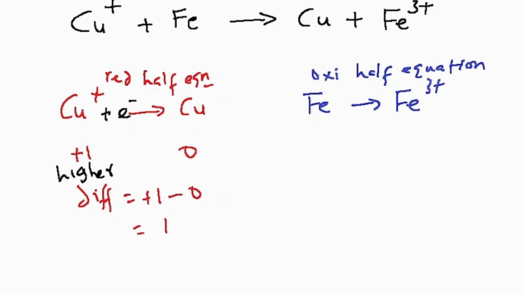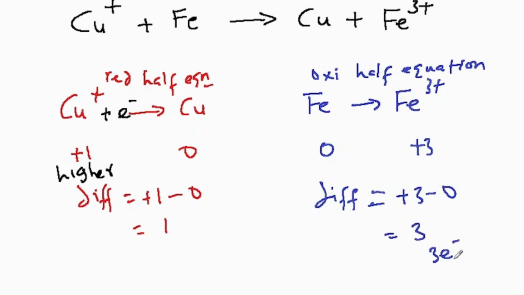The oxidation half equation can give us better clarity. Let's consider the oxidation half equation. The oxidation state of iron on the reactant side is 0, and on the product side, it's +3. So iron 3 has a +3 charge. You can see it at the top here. So what's the difference? The difference here is +3 minus 0. The difference is 3, so therefore we are going to need 3 electrons.